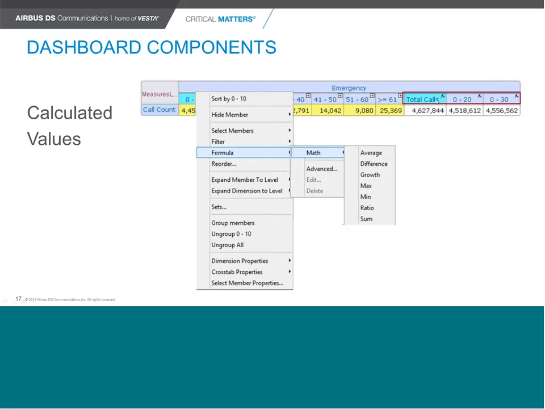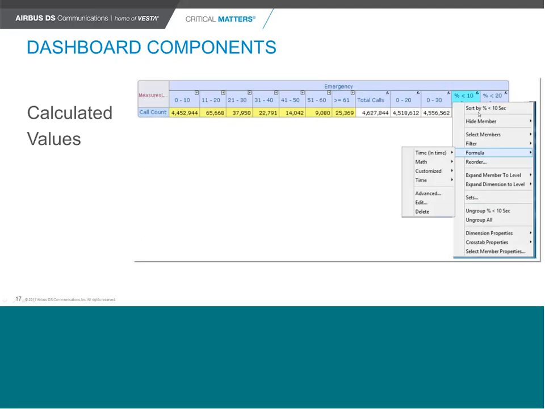For example, this total calls was essentially selecting all the call ranges and then just summing that up for total calls. And I could select two of these, the 0 to 10 seconds and 11 to 20 seconds, and add those two up for 0 to 20. You can create any numerical combination that you want and have that formula added to your grid. You could then use it for further calculations, which I'll show you in a little bit. And you can even remove it and hide it as well.